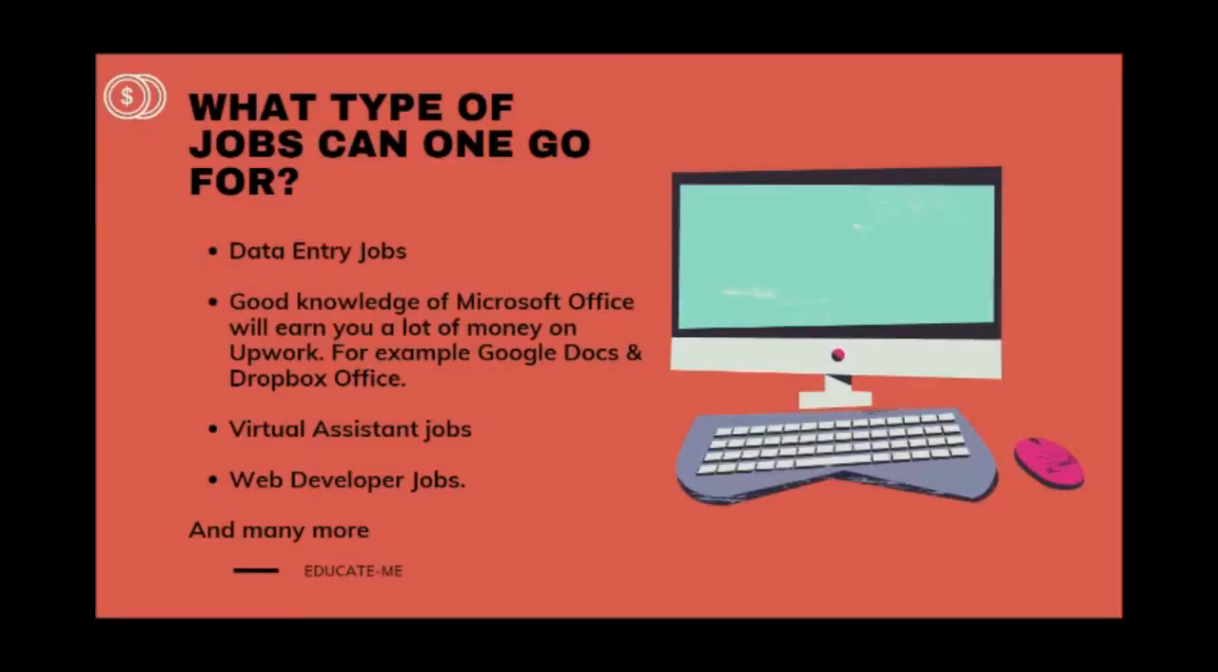The next question is, what type of job can one go for on Upwork? Okay, I will say for me, data entry is my own area. I'm a specialty in data entry jobs. So you can also go for Microsoft Office jobs. Good knowledge of Microsoft Office will earn you a lot of money on Upwork. For example, Google Doc and Dropbox.